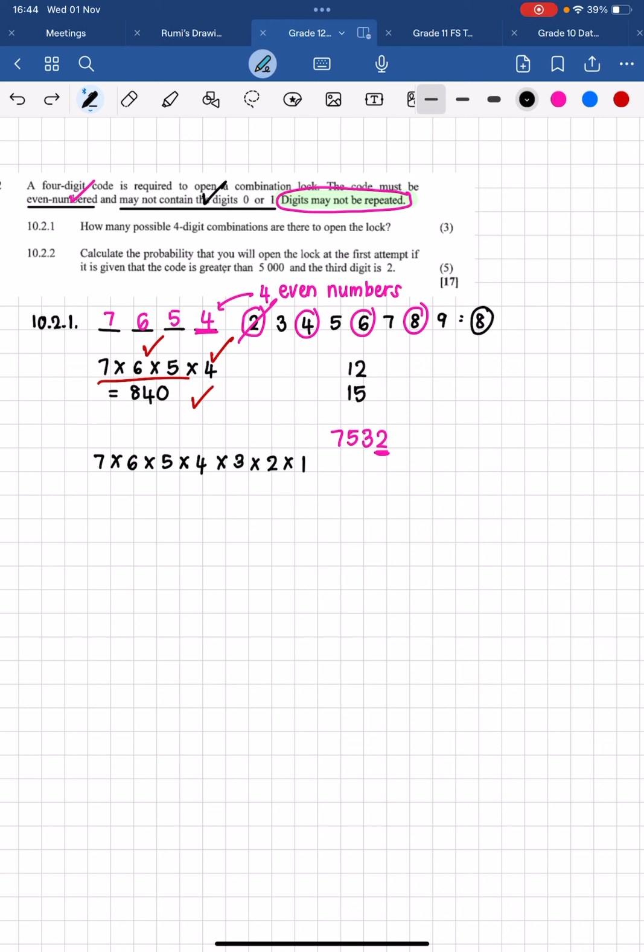No, you can't use the exclamation mark here. So Joel, this is the factorial thing. So if they had said we're doing a 7-digit code and the digits can't be repeated, then you would just do 7 factorial.